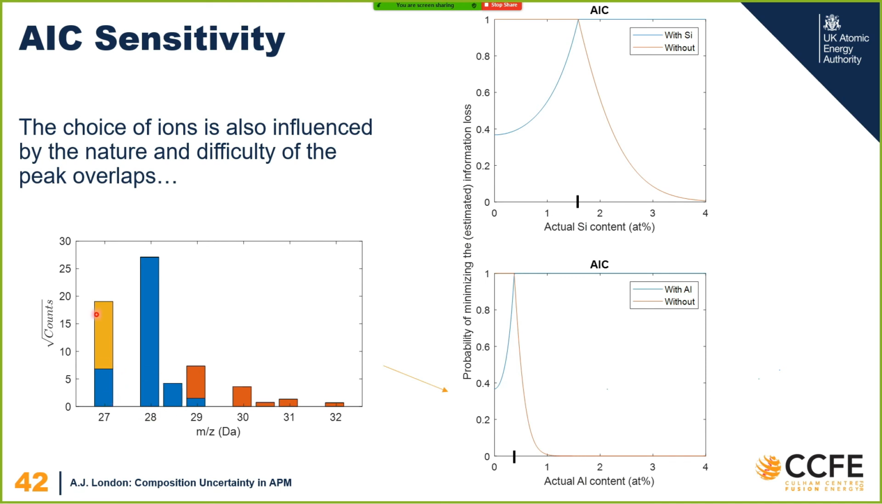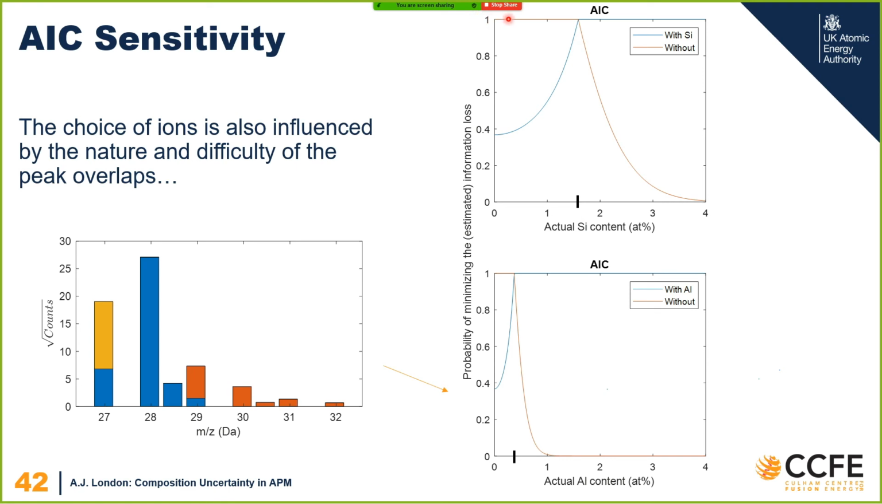Now, aluminium is in the 27 peak, it's started in the 28 peak, and that means if we were to simulate some data and systematically vary the amount of silicon or aluminium that was actually in there, and then try and fit it with and without that species, you can see if it's silicon, we need over 1.5% silicon in this particular example to switch from being with silicon to without silicon.